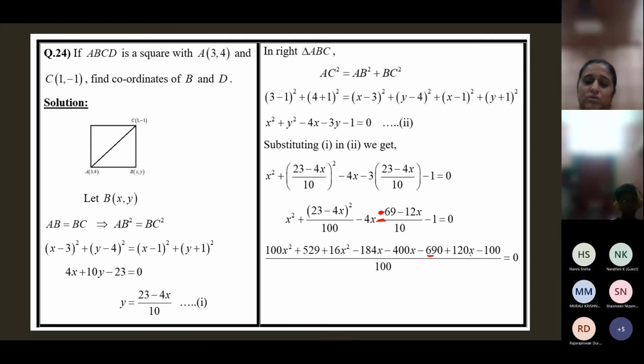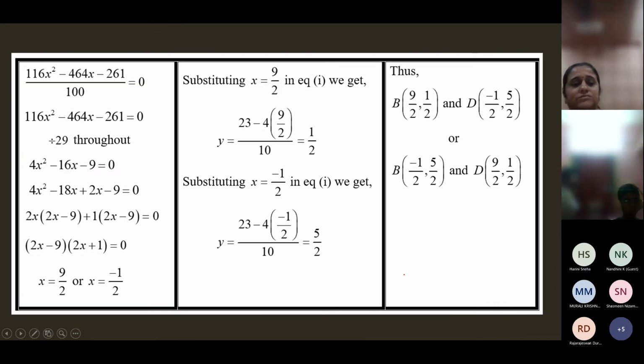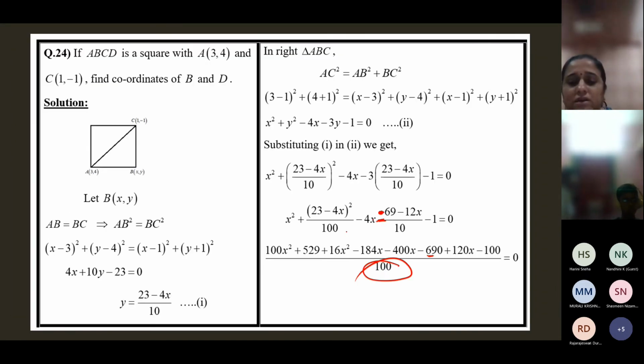Minus 100 is equal to 0. When you cross multiply, the denominator vanishes. When you cross multiply, it becomes 0. And then I've simplified the like terms. There are two x square terms. How many x terms? 1, 2, 3 x terms and 1, 2, 3 constants.